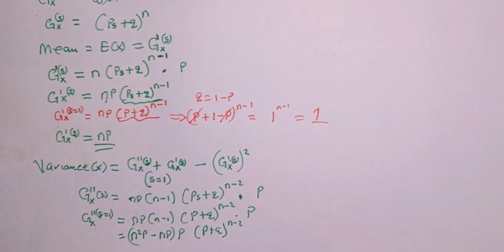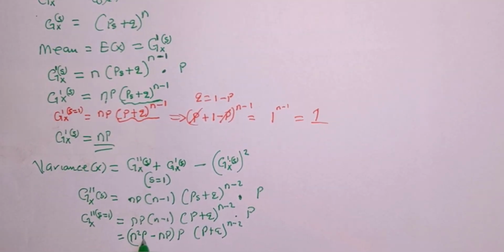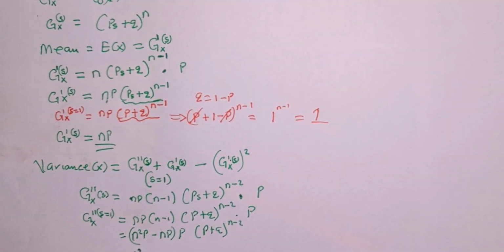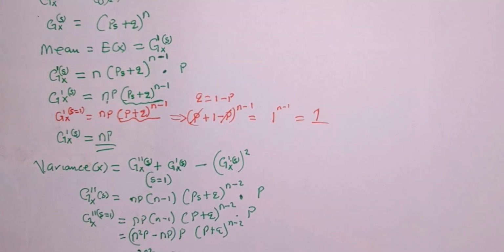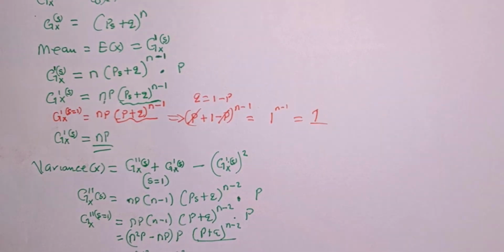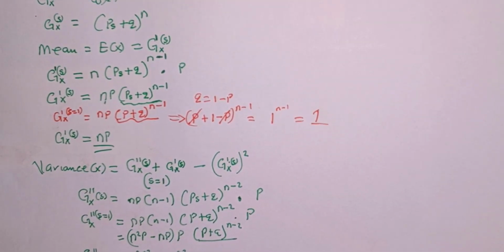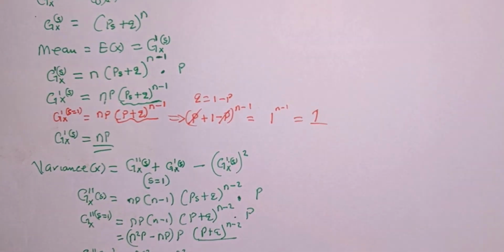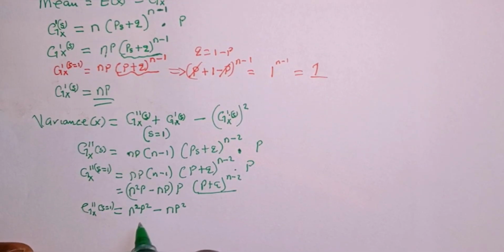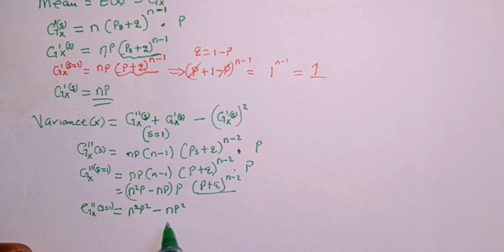Now we expand this bracket. We have n square p multiplied by p, which is n square p square, minus np multiplied by p, which gives us np square. Then the whole of this bracket is equal to 1. So therefore, g second derivative of x at s equal to 1 is n square p square minus np square.